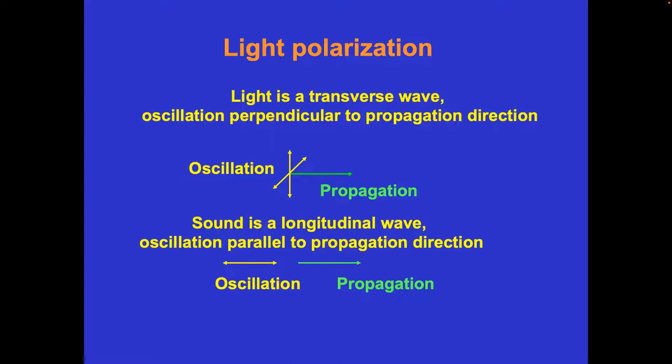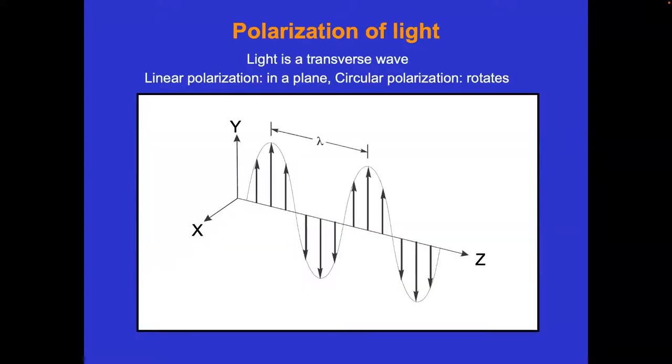Okay, let's go to light polarization, because that's another interesting aspect. Light is a transverse wave. It oscillates perpendicular to the propagation direction, in contrast to sound. Sound is a longitudinal wave; it doesn't have a polarization state. Light does, and so we can exploit the polarization state of light, even in our tissue measurements.